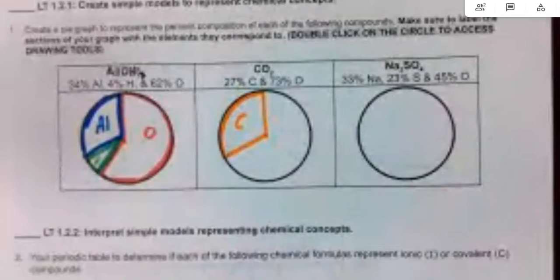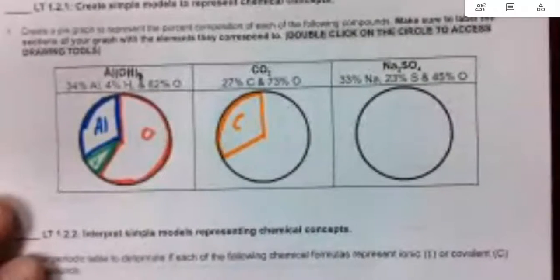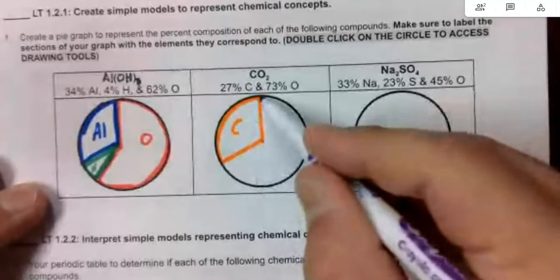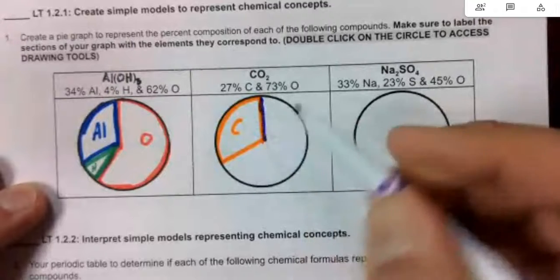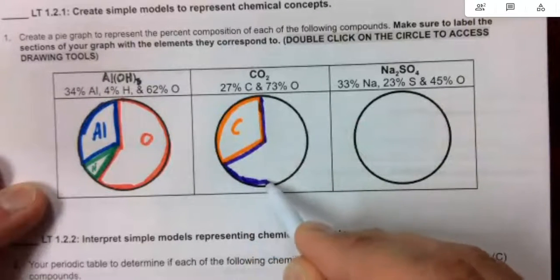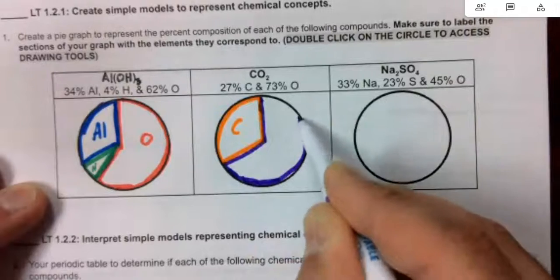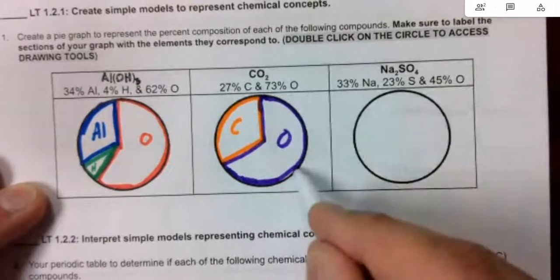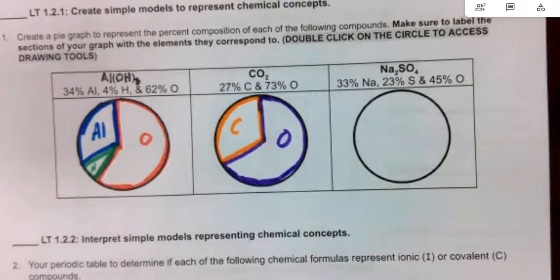That means the rest that's left over, 73%, should represent our oxygen. So a little less than 75% of this pie, a little less than 3/4 of our circle is left, and that represents our oxygen section. Oxygen is 73%. And then finally we've got Na2SO4, sodium sulfate.